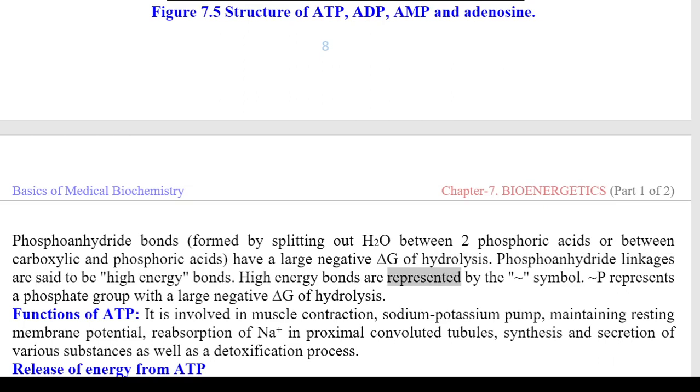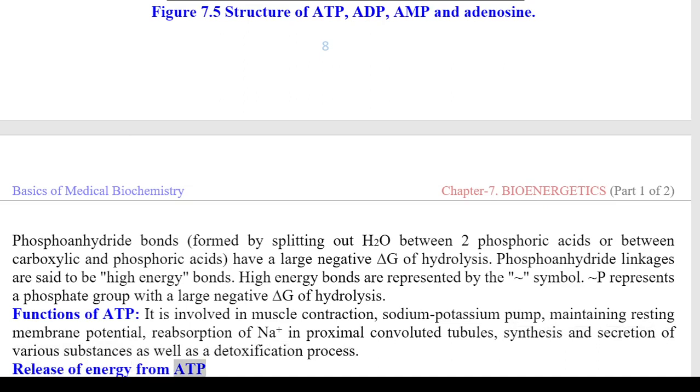High-energy bonds are represented by the symbol ~P. It represents a phosphate group with a large negative ΔG of hydrolysis. Functions of ATP: it is involved in muscle contraction, sodium-potassium pump, maintaining resting membrane potential, reabsorption of Na+ in proximal convoluted tubules, synthesis and secretion of various substances, as well as a detoxification process.